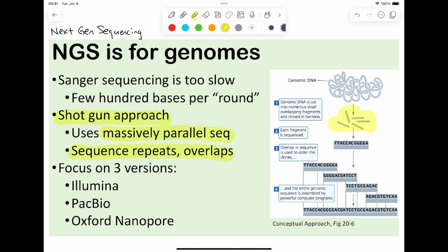So it depends on how it's going to be done. So you could Sanger sequence each of these. You could, but Sanger sequencing requires you to know a little bit about what you're sequencing. And we have no clue.